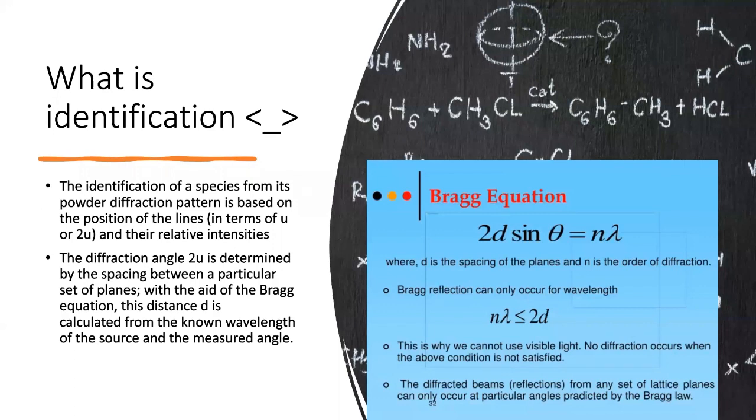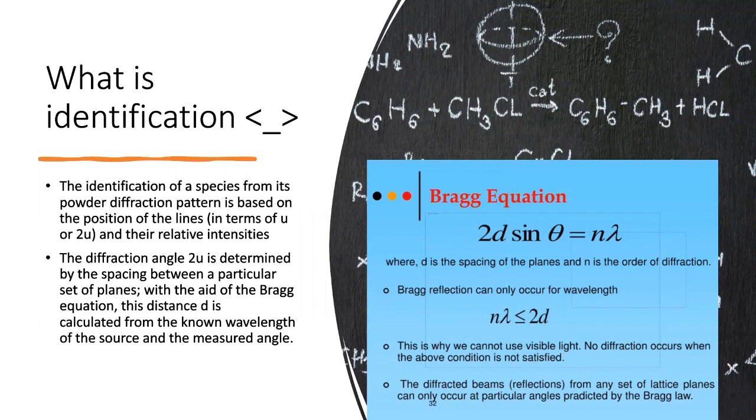So what is the identification? What are the diffraction patterns? How do you find that stuff? The identification of a species from its powder diffraction pattern is based on the position of the lines in terms of θ or 2θ and their relative intensities.